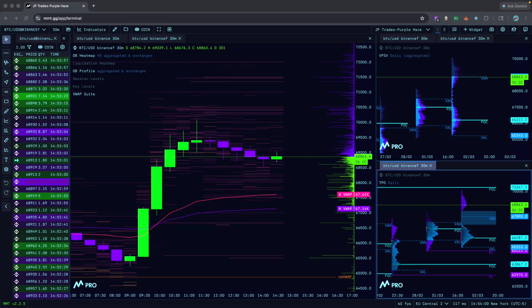Now let's move into TPO and session volume profile inside of Market Monkey. At this point, none of this should feel brand new. We already covered market profile, SVP, and TPO when we went through Bookmap previously. So what changes here is the layout and how we organize it inside of Market Monkey.